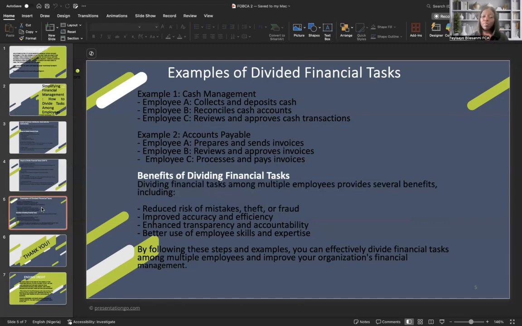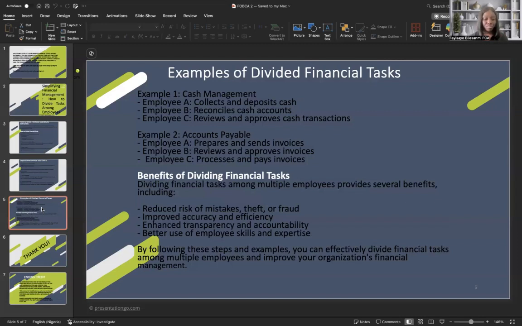Accounts payable. Employee A prepares and sends invoices to the next officer, employee B. Employee B reviews and approves invoices. Employee C processes and pays invoices, right? So it doesn't just start from employee A going through everything, preparing, sending, and paying. Employee A can easily connive with a vendor and pay more than the vendor is supposed to receive and go back and get kickbacks.